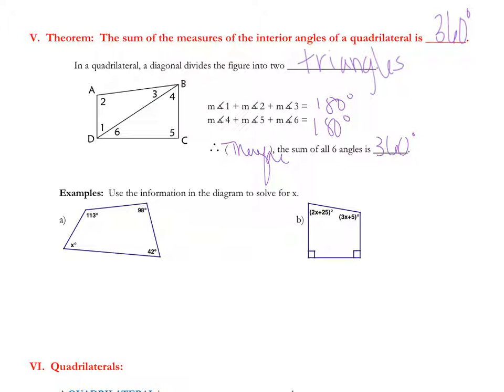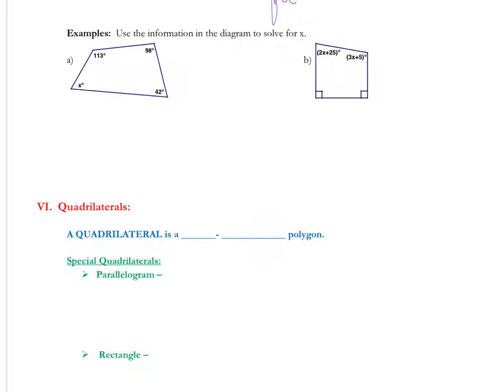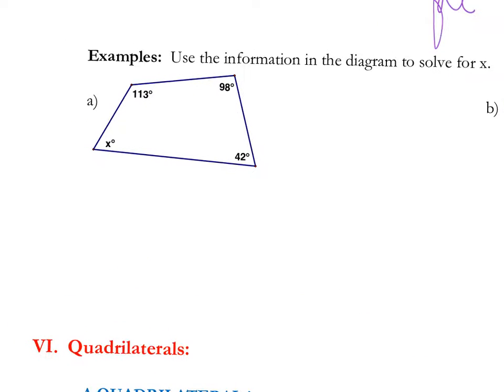All right, let's go ahead and try these problems out. As a reminder, how many angles are in a quadrilateral? Four. Okay, so when you are doing these problems, you should make sure that you are always adding up 4 angles. So let's take a look at example A.